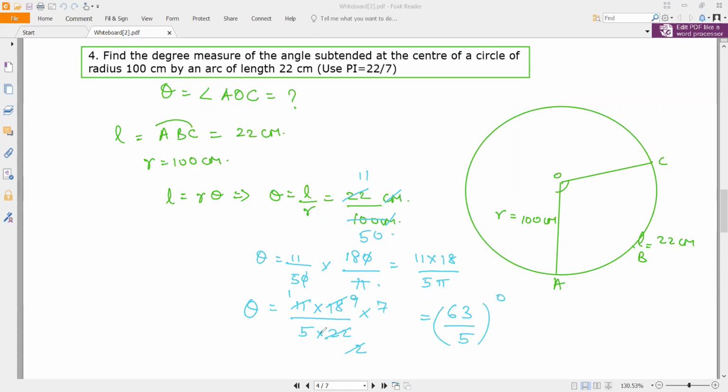Now you can try and convert this into minutes if you like. This will be equivalent to 12 and 3 upon 5 degrees. This is 12 degrees plus 3 upon 5 into 60, which is 36. This is 12 degrees 36 minutes. This is your final answer.